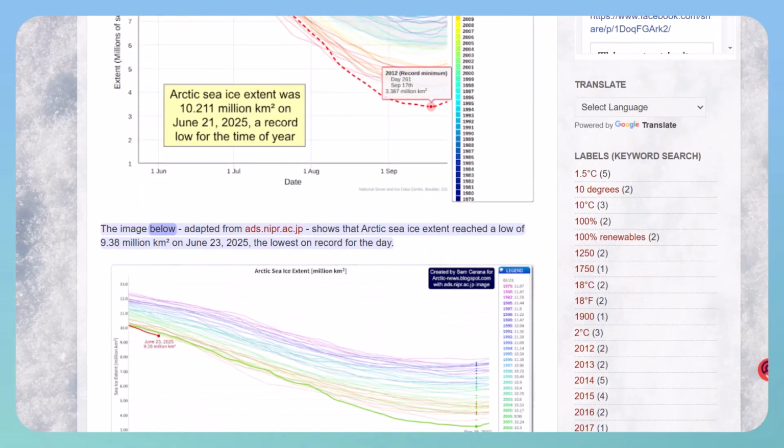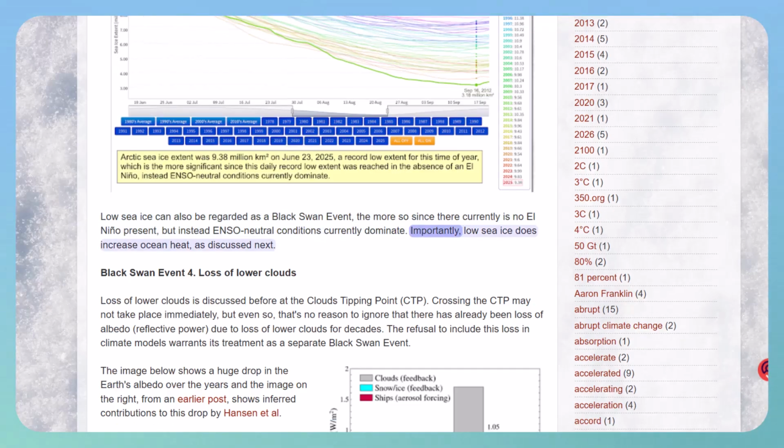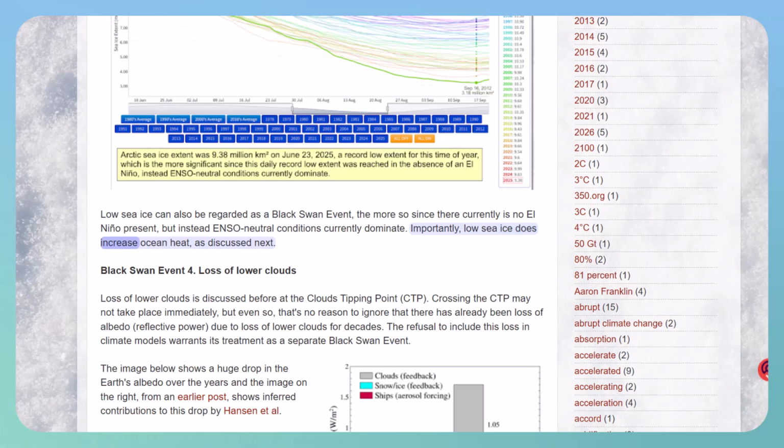The image below, adapted from ads.nipr.ac.jp, shows that Arctic sea ice extent reached a low of 9.38 million square kilometers on June 23, 2025, the lowest on record for the day. Low sea ice can also be regarded as a black swan event, the more so since there currently is no El Niño present, but instead ENSO-neutral conditions currently dominate. Importantly, low sea ice does increase ocean heat, as discussed next.